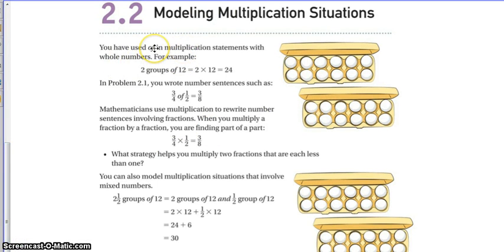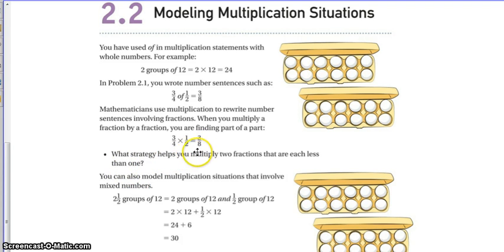So in our previous lesson, we talked about using the word "of" in multiplication statements with whole numbers. For example, 2 groups of 12 would be the same thing as 2 times 12, which would be 24. In our first problem, we wrote number sentences such as 3/4 of a half would equal 3/8. Mathematicians use multiplication to rewrite number sentences involving fractions. When we multiply a fraction by a fraction, we are finding part of a part. So 3/4 times a half would be 3/8.